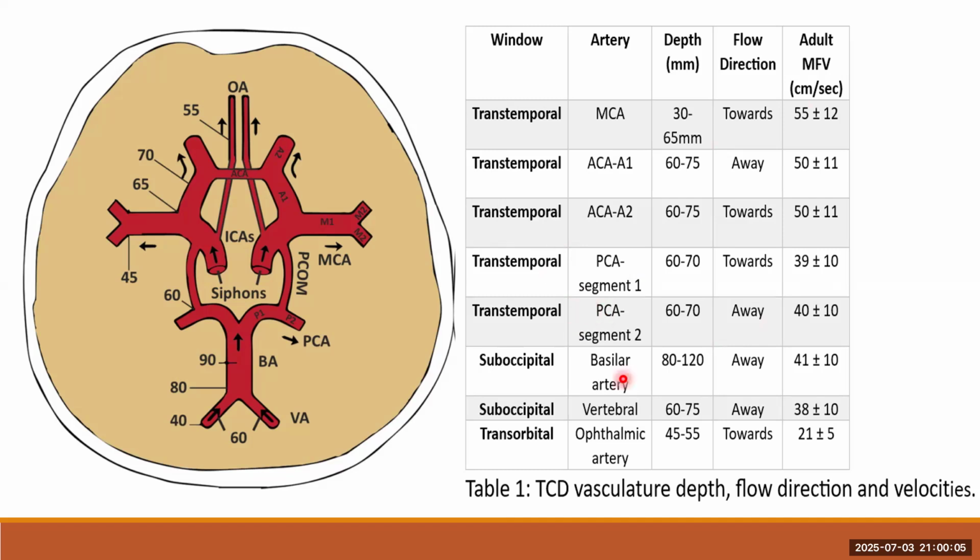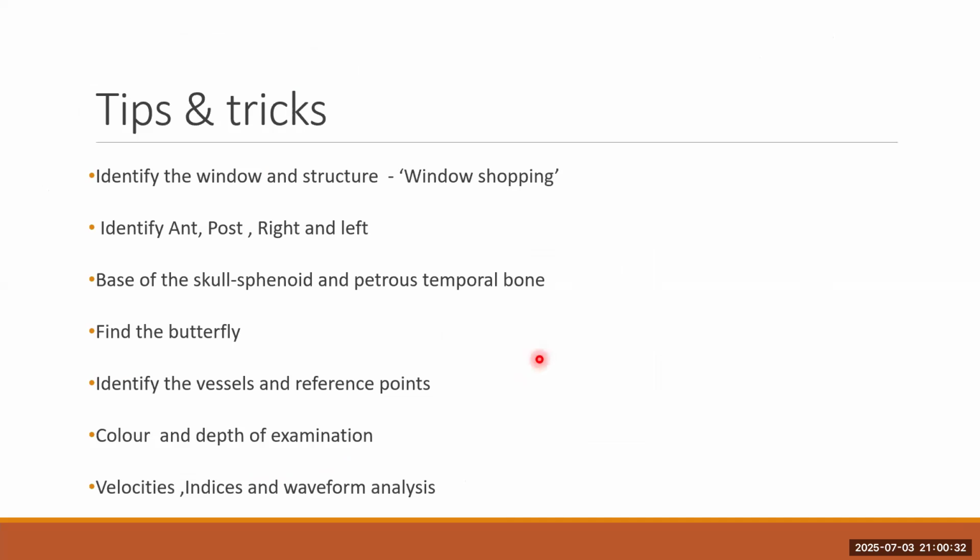As we have already mentioned, the basilar artery is insonated between 80 to 120 mm, and the vertebral between 60 to 80 mm. Both basilar and vertebral are always away from the probe. And the transorbital ophthalmic artery is always towards the probe in normal, healthy individuals, which is insonated anywhere between 4 to 6 centimeters. So coming to the tips and tricks before we wind up this.